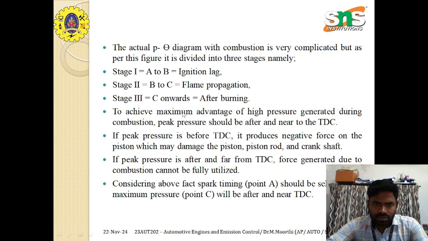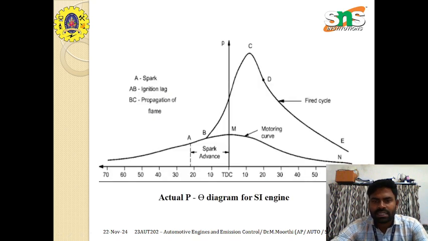To achieve the maximum advantage of the high pressure generated during combustion, the peak pressure should occur after and near the TDC. If the peak pressure is before TDC, it produces a negative force on the piston, which may damage the piston, piston rod and crankshaft. If the peak pressure is after and far from TDC, the force generated due to combustion cannot be fully utilized. So considering this, the spark timing should be selected so that the maximum pressure occurs after, near the TDC. This is what is explained in this curve.